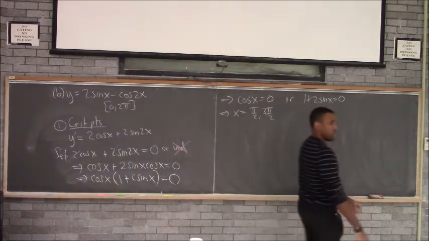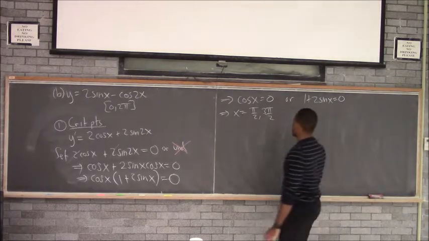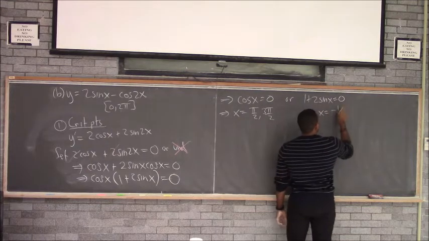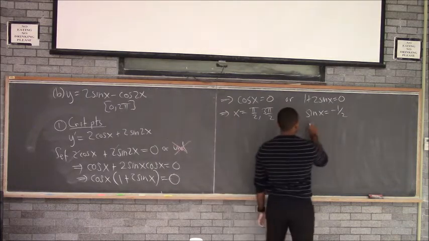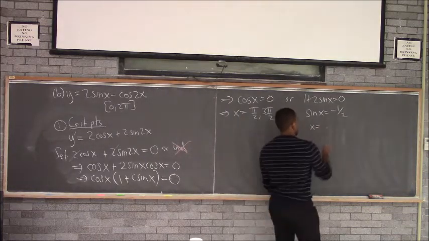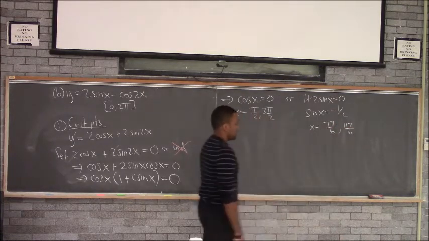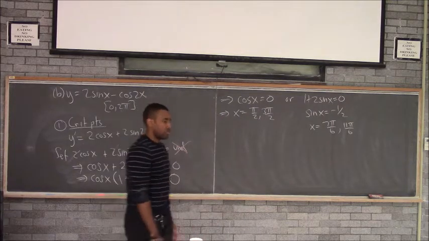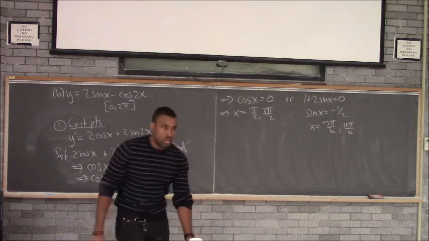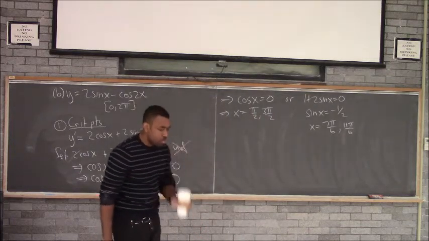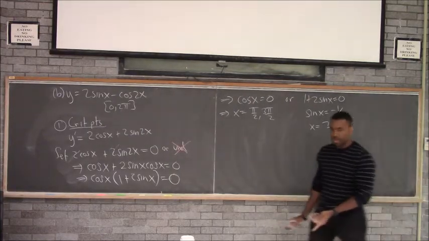What about this one? Sine x equals minus 1/2. What is x? 7 pi over 6, 11 pi over 6. Okay, that is correct. How did we know that so quick? You're supposed to know that that quick, but how do you know that so quick?